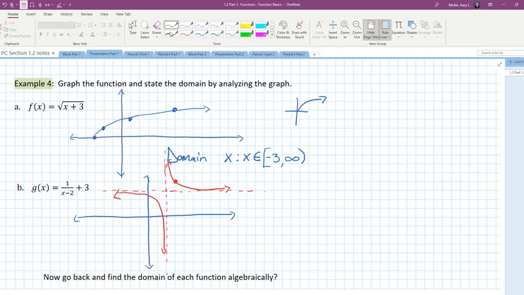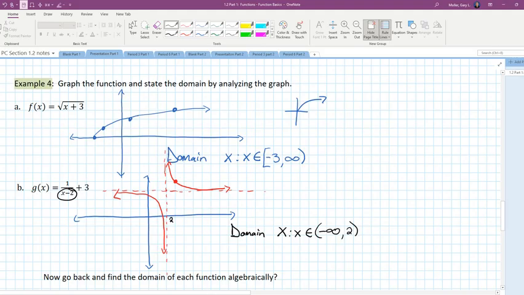So if I'm answering the domain, it looks like all numbers are good except one number. And that number, of course, is 2. And we know 2 is not able to be used because 2 minus 2 is 0. And we cannot divide by 0. So we're talking about all x's are fine as long as it doesn't include a 2. So x belongs to the group -infinity all the way to 2, joined with the group 2 to infinity.